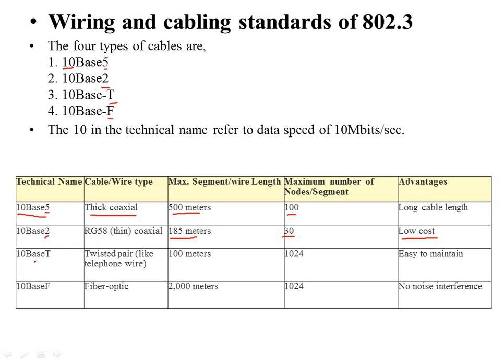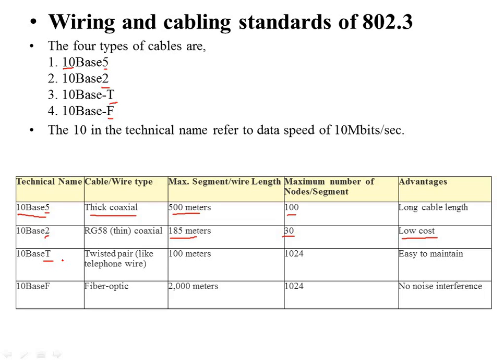Now the next one is 10BaseT. T means it is a twisted pair. The twisted pair may be a telephone line, or nowadays a specialized cable is utilized, that is a category cable with unshielded twisted pair cable, with category 3, 4, 5, 6.